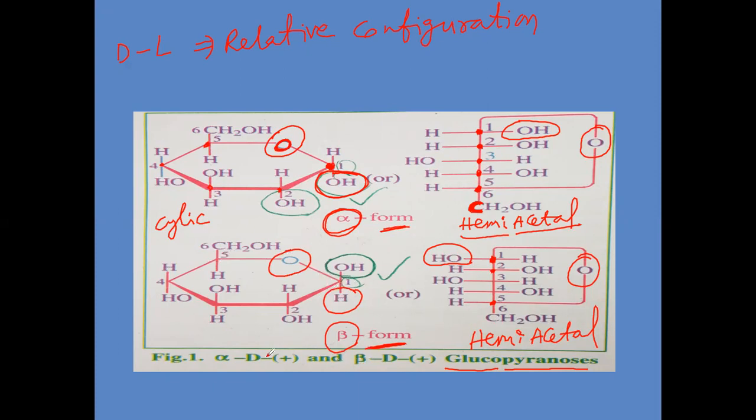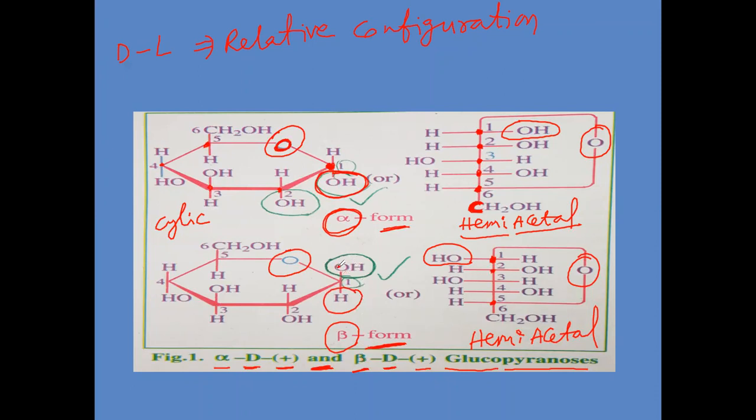So this type of structure is the glucopyranose structure. And here we have alpha D plus glucopyranose, and the second form is beta capital D plus glucopyranose. A plus indicates rotation of light towards the right side. And what is capital D here? The last but one carbon, meaning the last chiral carbon, has the OH group on the right side. So D.